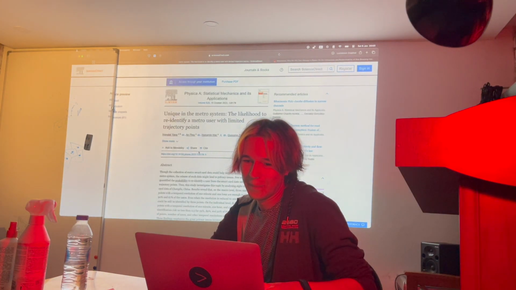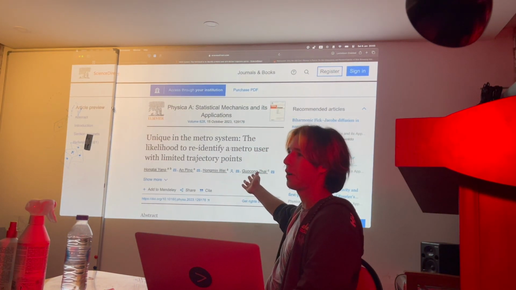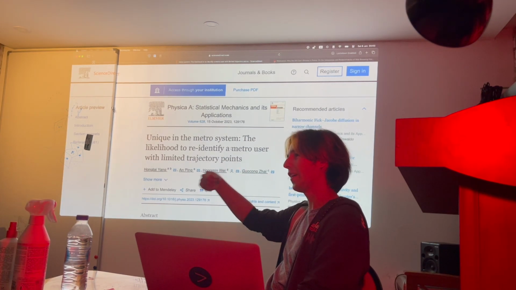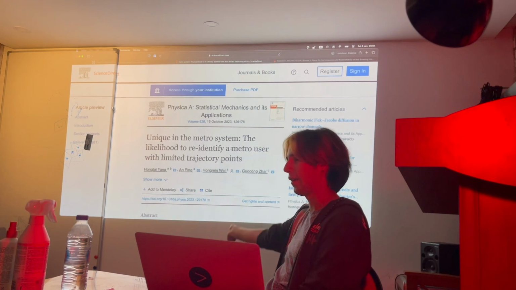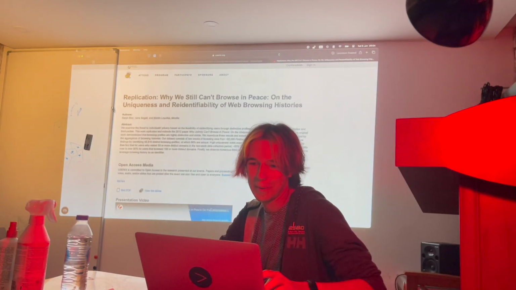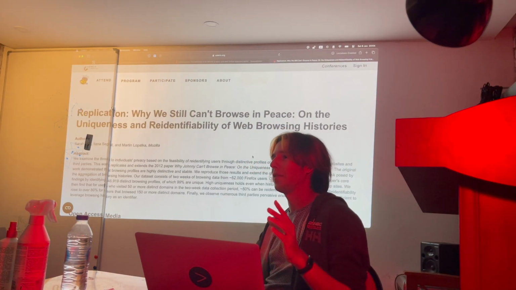Right. So basically the same paper, but the person travels by subway. Say we have turnstile data where they entered the subway and where they left the subway, with similar results, nothing to see here. And this same sort of paper again, but with web history.